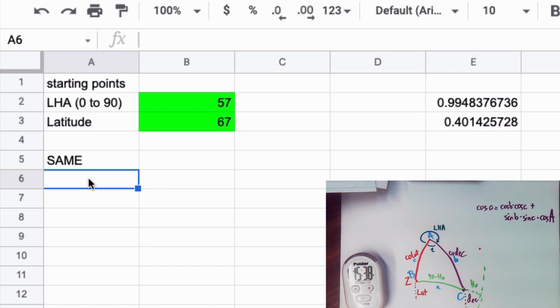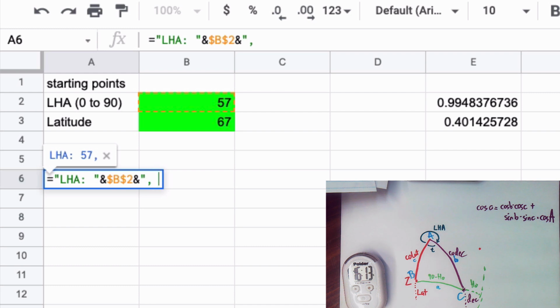All right, so now here we're going to put in a nice cosmetic version of our LHA. We're going to just type in a little formula here. So we're going to have LHA colon, space, and the ampersand just concatenates text. So ampersand, and then I'm going to use dollar signs, $B$2, because I want an absolute cell reference. I'm actually going to be copying this formula another place, so when I copy the formula, it doesn't shift everything over. We need a comma and then a space.